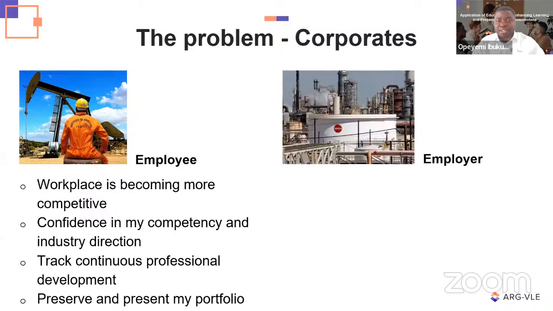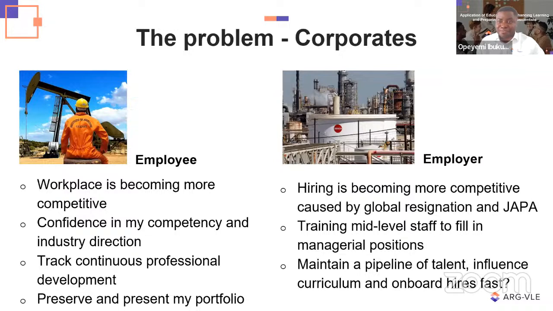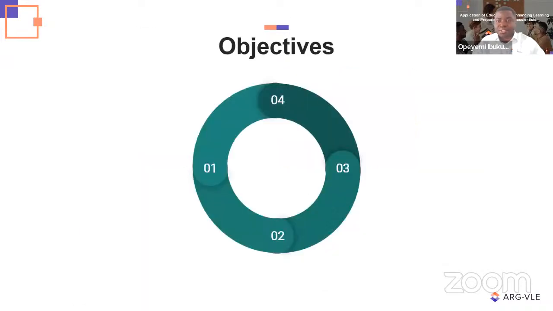In terms of employers, I think COVID has made hiring very, very difficult at the moment. So we have that. Then we have the global resignation and the JAPA movement, especially in Nigeria. So that has made hiring really difficult. Then in order to maintain a pipeline of talent, training and onboarding of new hires is required, as well as training of mid-level staff to fill in managerial positions. So these are problems that corporates, even a lot of the oil companies in Nigeria, have to deal with. So the question is, what's the solution?